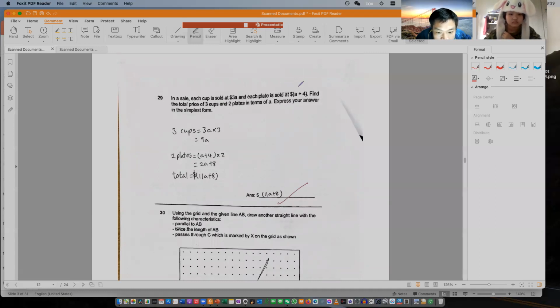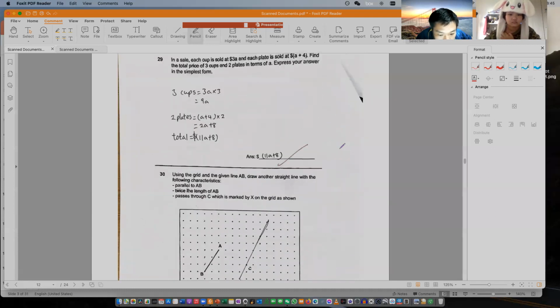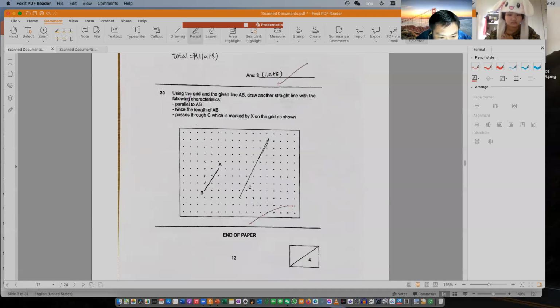Okay. For this is algebra. I will say simple algebra, and you have no problem with simple algebra. Okay, so very good. And what it says? It says use a grid, draw another straight line with the following characteristic. Parallel. It doesn't look very parallel to me for this. You know how to draw parallel lines or not? This one doesn't look very parallel to me actually. Okay, let me double check whether they are parallel. They're not parallel, I know.